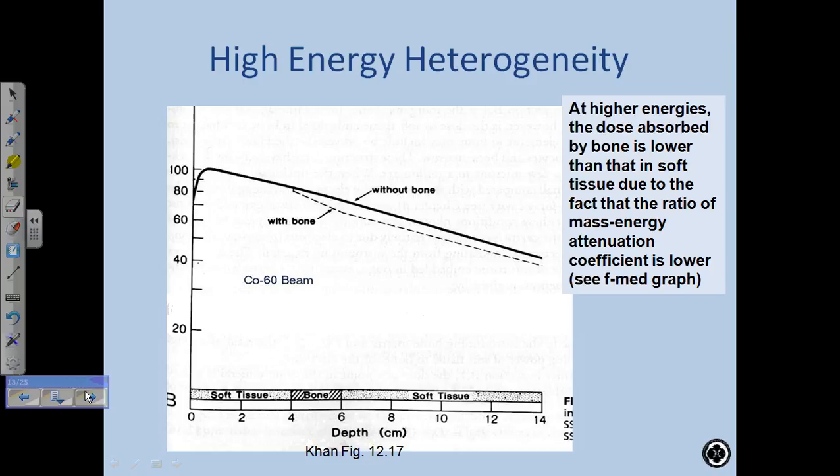High energy heterogeneity: these are the kind of numbers we were just calculating, where they're a lot more similar. So at high energy, the dose absorbed by bone is lower than in soft tissue due to the fact that the mass energy attenuation coefficient is lower. And here I say to see the F med graph for that. And this graph just shows that the energy absorbed in a dose is a little lower than that of water in a cobalt 60 beam.